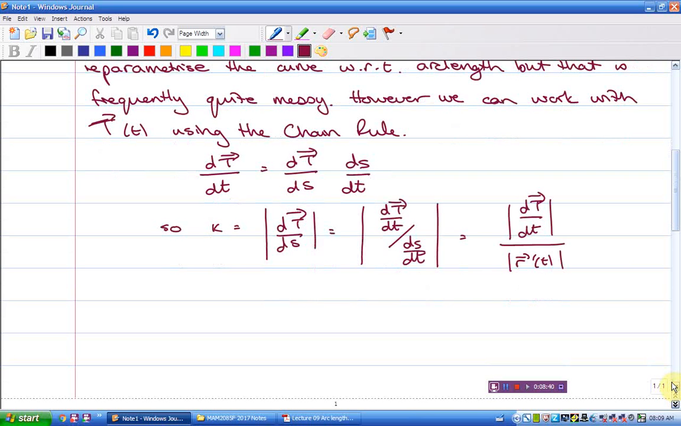Yes? Are you saying that the derivative of r with respect to t is ds by dt? ds by dt is the modulus of r dash. If you go back to where we did the reparametrizing in terms of the arc length function, remember s of t is defined as the integral from a to t of the modulus of r dash of u du, from which it follows that ds by dt is the modulus of r dash of, well, t in this case. We no longer need the dummy variable.